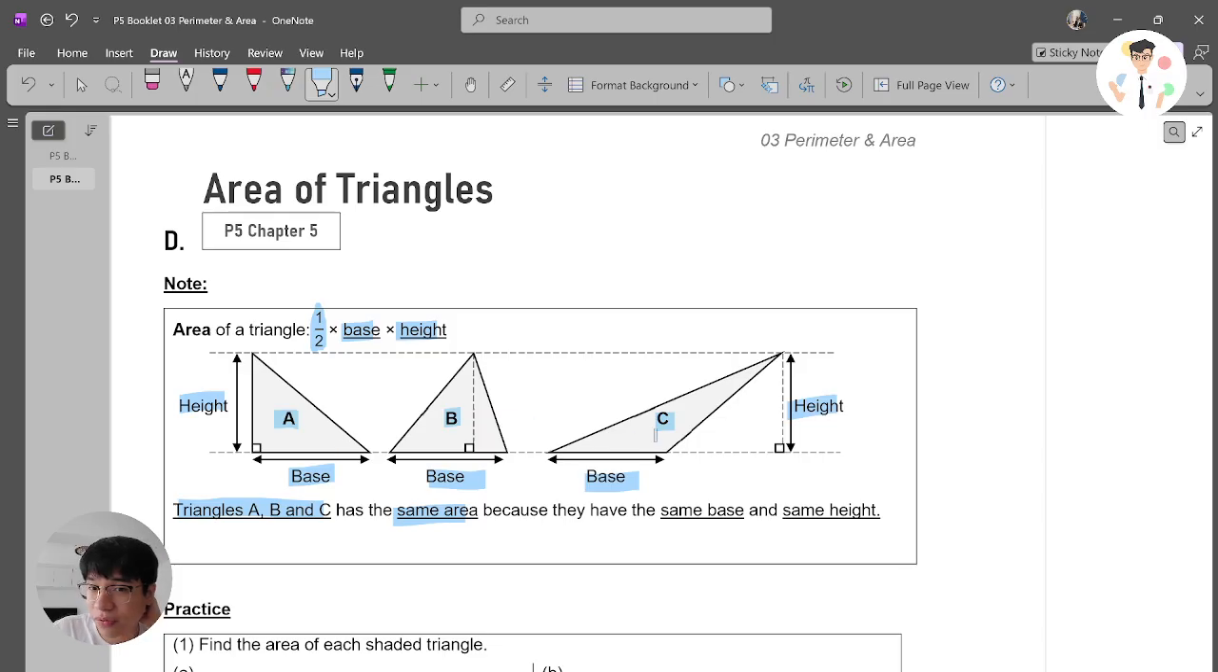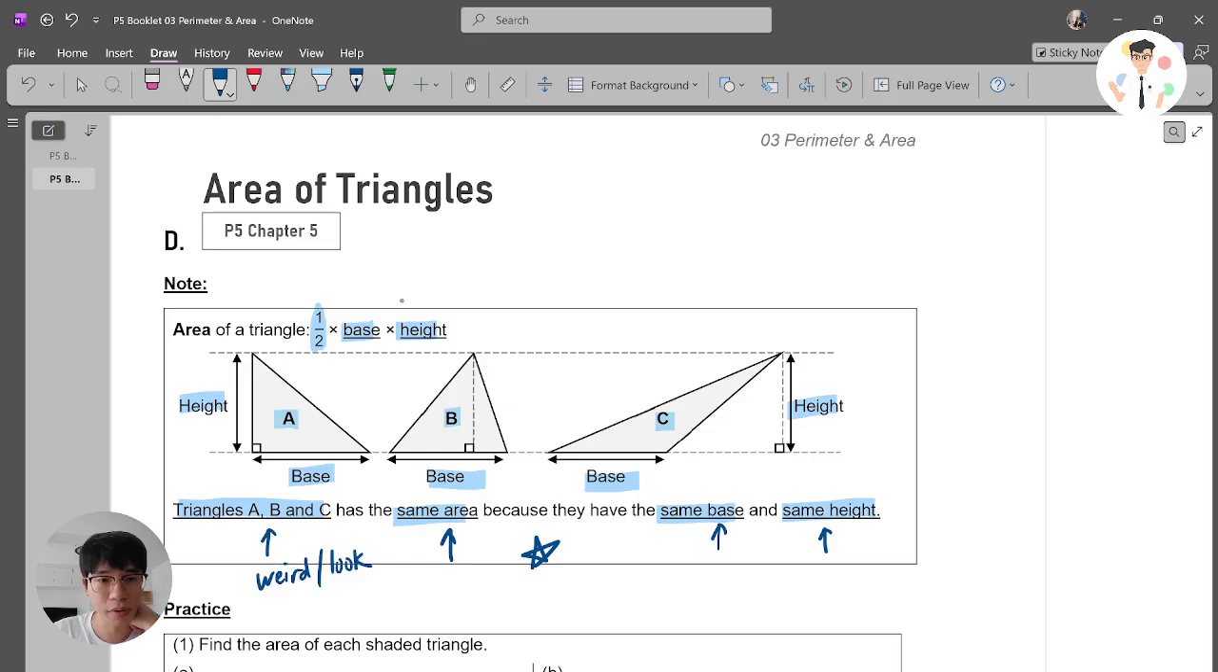Although they look very different in a way, they actually have the same area because they have the same baseline and have the same height. What is important that you are supposed to learn from this diagram is that sometimes the triangle might look weird or a bit different, but as long as they have the same base and same height, they actually have the same area. That is something that is very, very important.